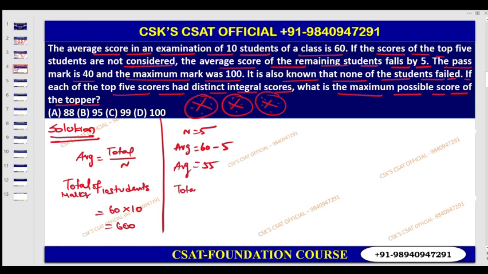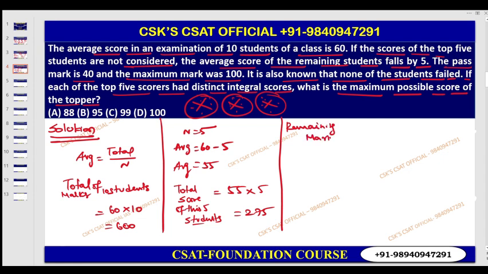The total score of these 5 students is equal to what? 55 into n, where n here is 5. That is 275. Now this is the average score of the remaining students. So the remaining students here are nothing but not those 5 toppers. So in this scenario, you can find out the remaining marks.